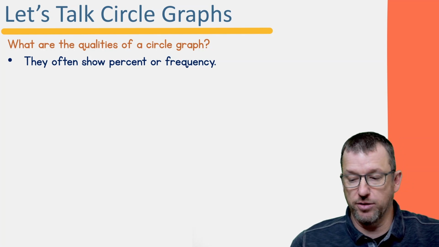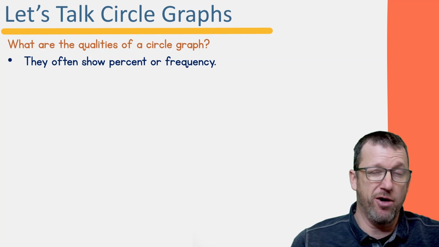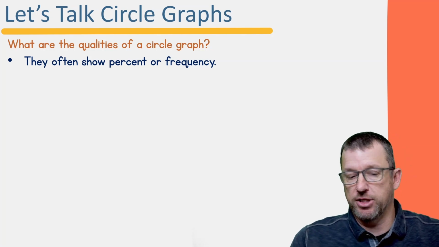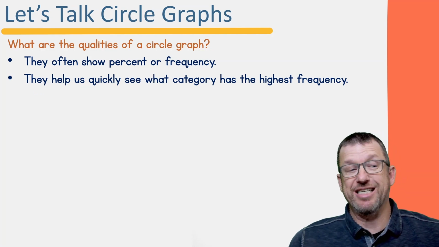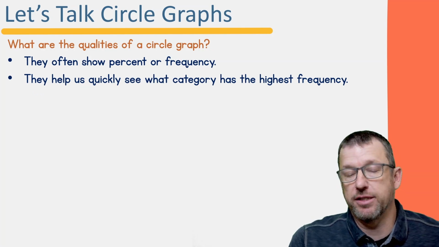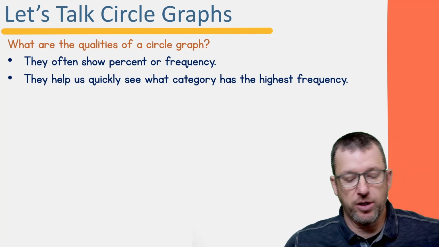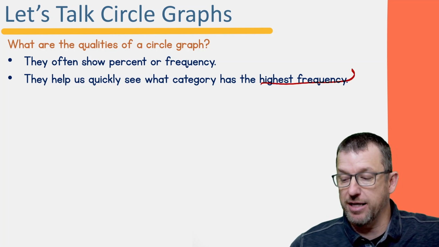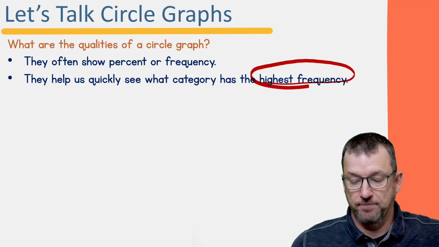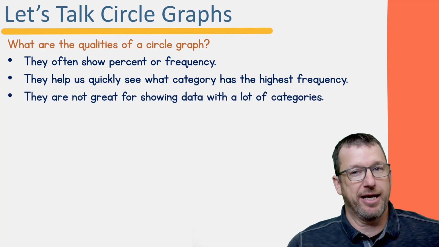So just like those ones we were just showing you, they're showing a percent of the kids who like football or how often a certain thing happens, and that's what frequency comes into play. They help us quickly see what category has the highest frequency. So remember that one I said pepperoni was clearly the biggest category? That's because it was the biggest piece of pie, which means that is the one with the highest frequency when we collected data.